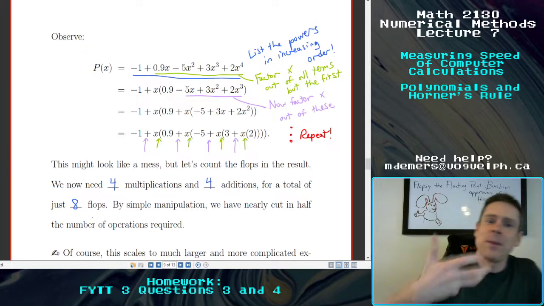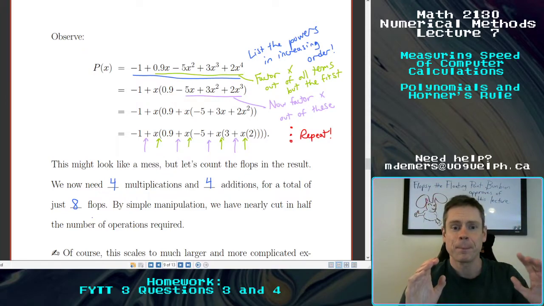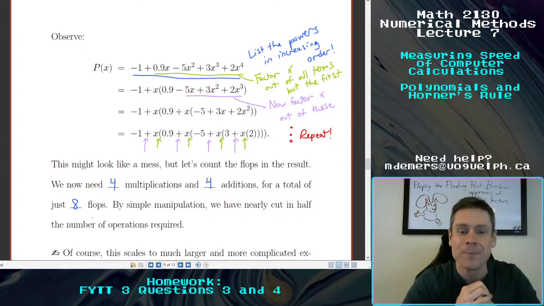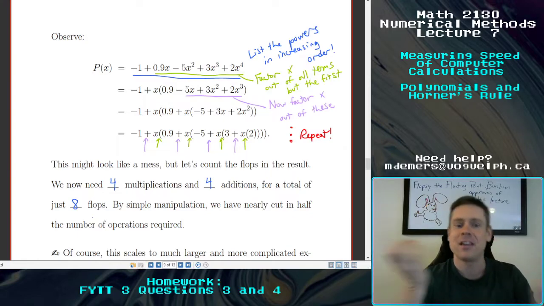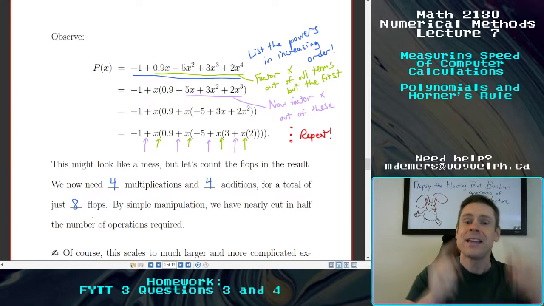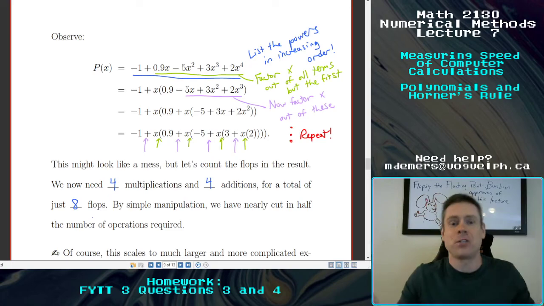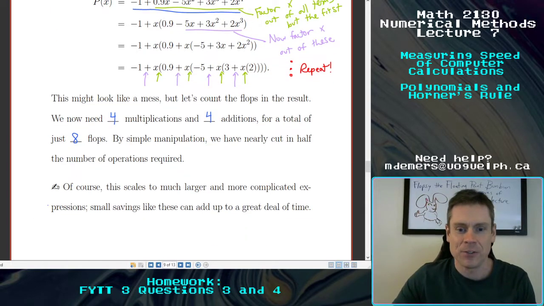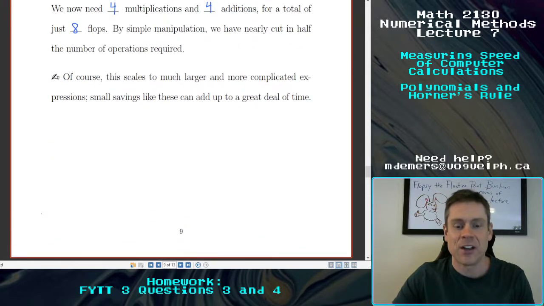So we did a simple manipulation. We stored a polynomial in a very similar way. Well, a different way, but we stored the very same polynomial in a different way. And with that, you can see that they're the same, and yet we cut the number of operations required nearly in half here. And that's really, really useful, especially if that scales to a much bigger problem, where there are millions or billions of calculations involved. And so small savings like these can add up to a great deal of time.